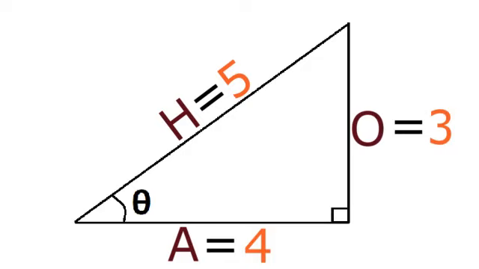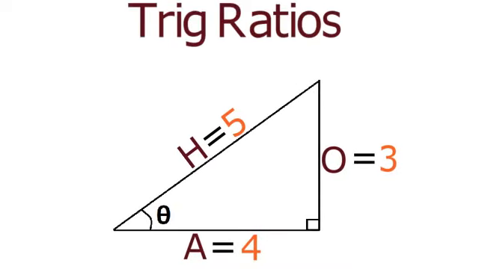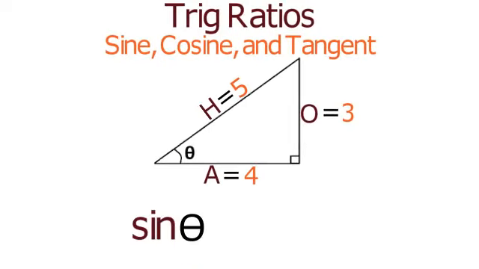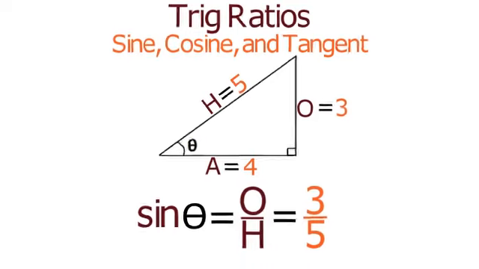These three variables are most often used for the trigonometric ratios, or trig ratios for short. The three most commonly used trig ratios are called the sine, the cosine, and the tangent. The sine of an angle equals O over H, which is the length of the opposite side of that triangle divided by the length of the hypotenuse. For example, in this triangle, the length of the opposite side is 3, and the length of the hypotenuse is 5. So the sine of theta equals 3/5.